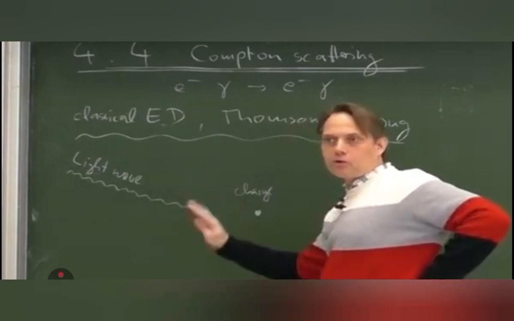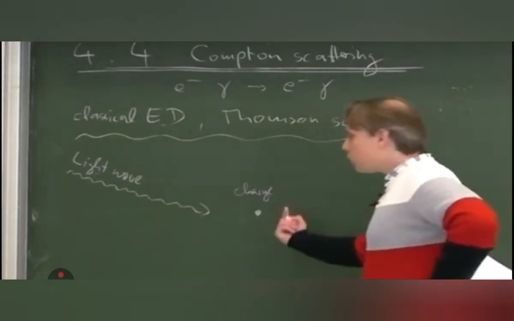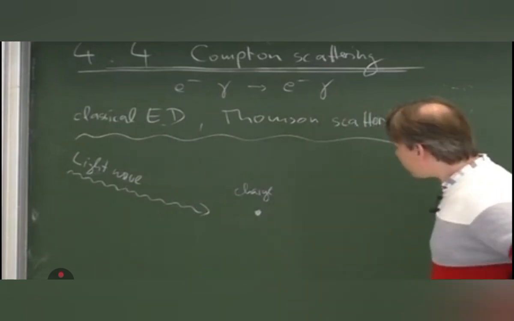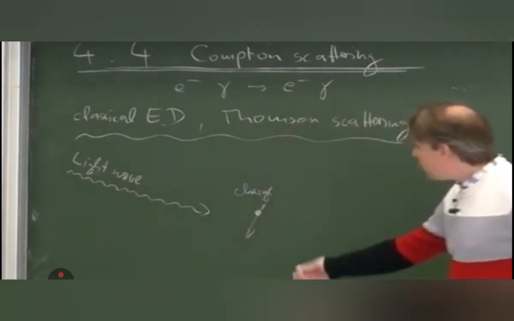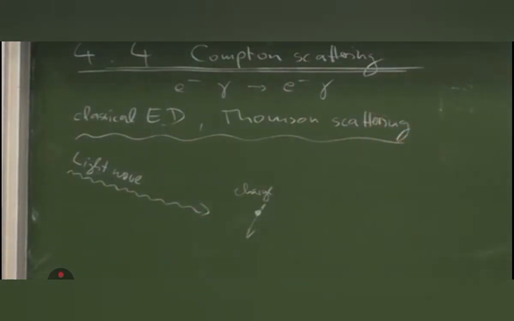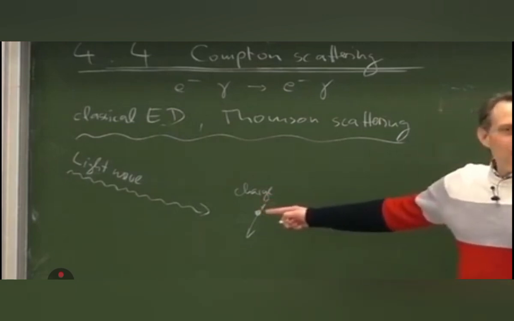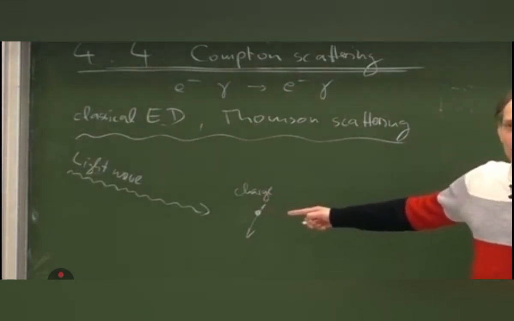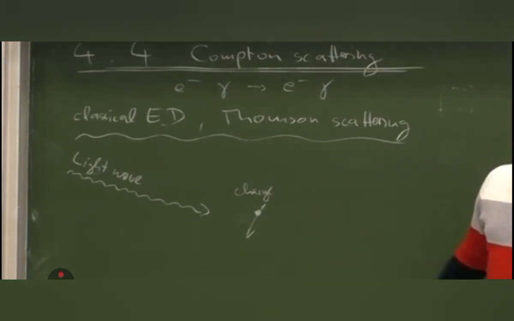So there are different polarizations possible for the light wave. But the charge will oscillate in the direction of the electric field. So let's assume it oscillates in this direction, orthogonal to the light direction. And so now you have an accelerated charge. If you have an accelerated charge in classical electrodynamics, the charge will radiate. It will radiate an electromagnetic wave.